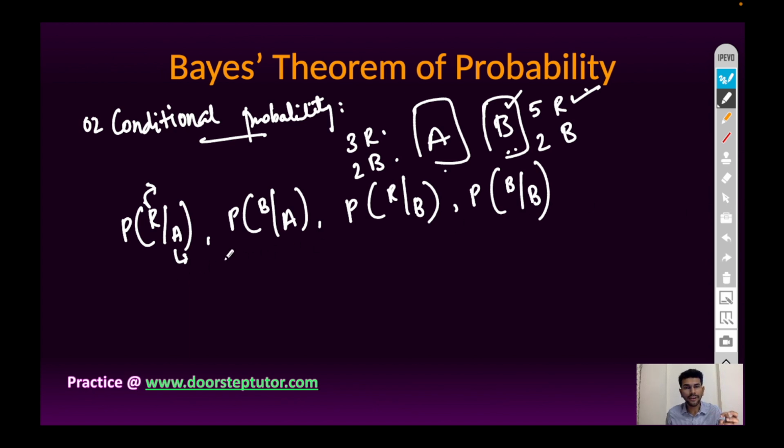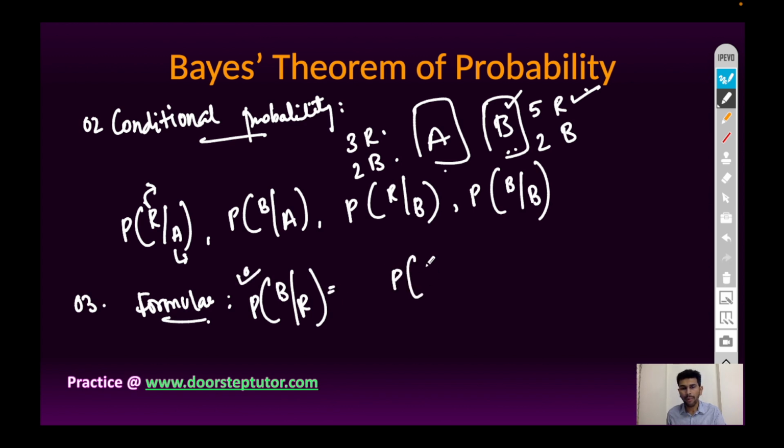So this is the case of conditional probability. After calculating normal probability and conditional probability, the third step will be applying the formula to calculate the problem under the Bayes theorem of probability model. The formula will be: what is the probability of selecting a red ball out of box B? If we have the probability of a red ball out of box B, then what is the probability of selecting box B and getting a red ball? So this will be a reverse calculation.